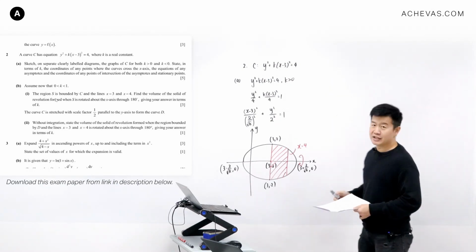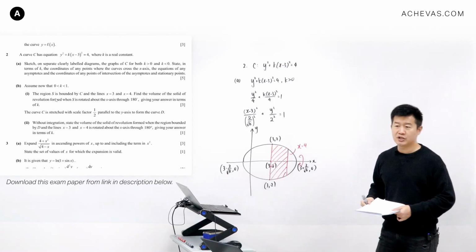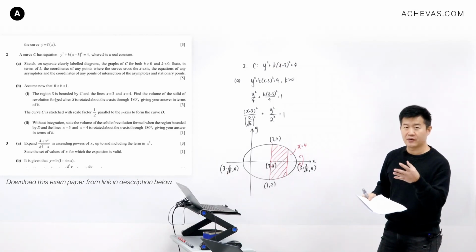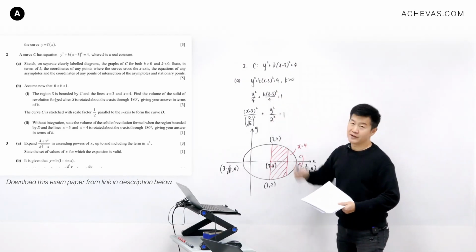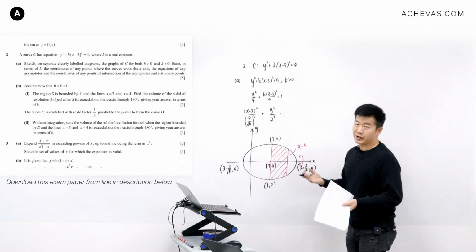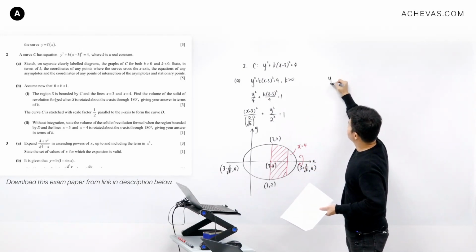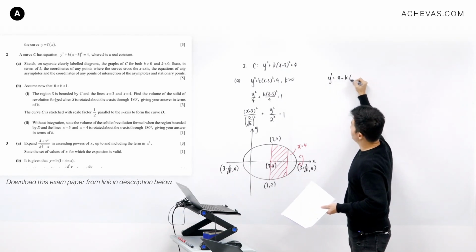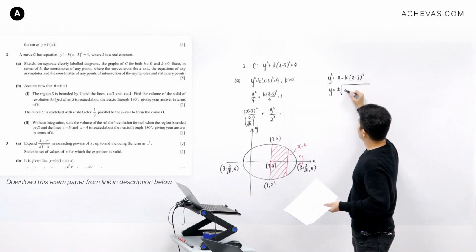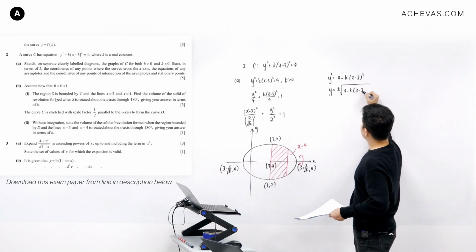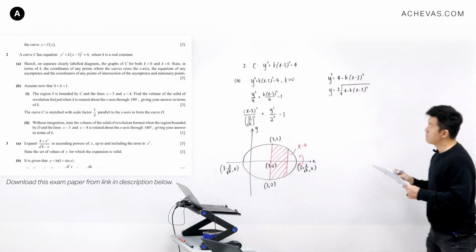And I'm going to make use of integration. And to make use of integration, we need expressions that are functions in nature. But these are not functions. So I'm going to try to break up the graph into parts, break up this equation into parts. So this is going to be equal to 4 minus k of x minus 3 squared, which means that y is going to be plus or minus square root of 4 minus k x minus 3 squared.